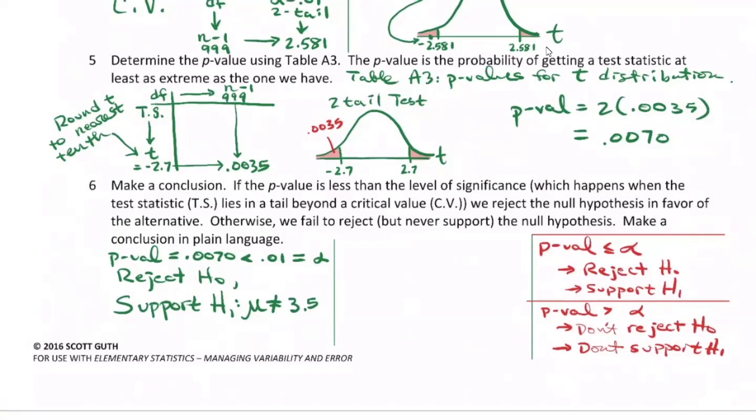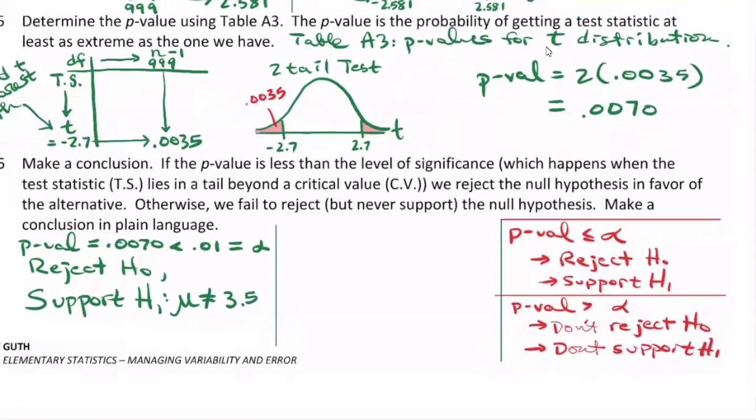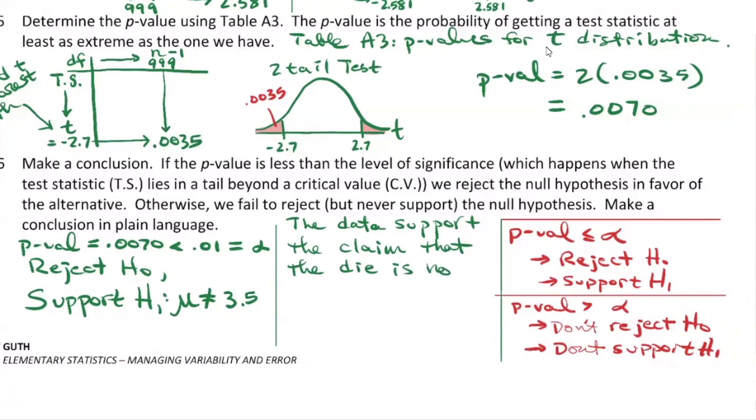So somehow write this in with plain language. The data support the claim. The die is not fair, which is another way of saying the mean roll is not 3.5.